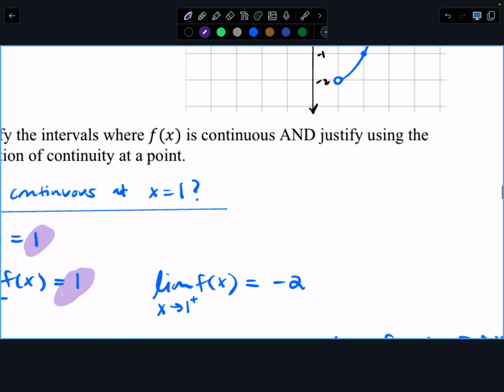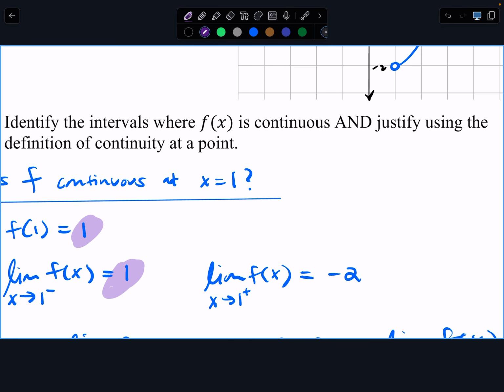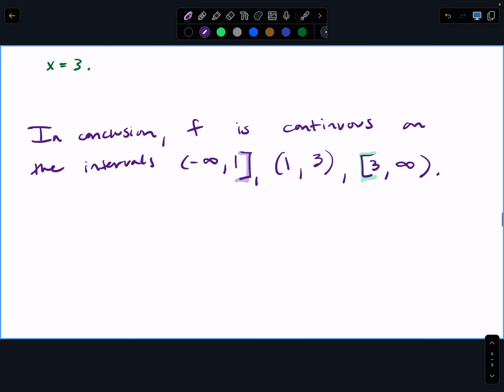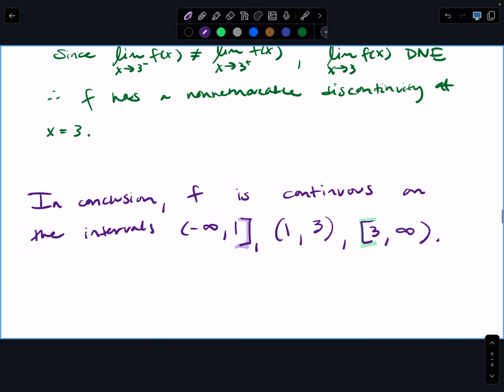See, it says, and justify using definition of continuity at a point. Okay, questions? We're out of here at 38, I think.